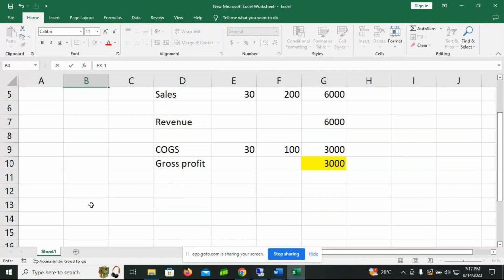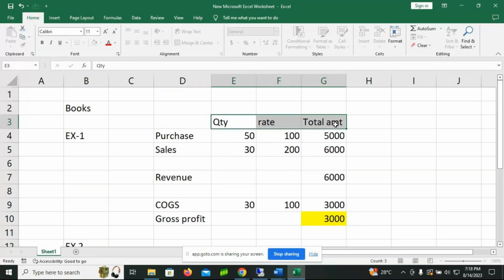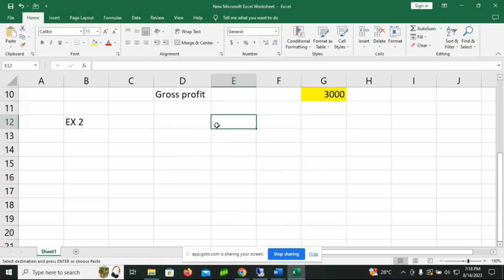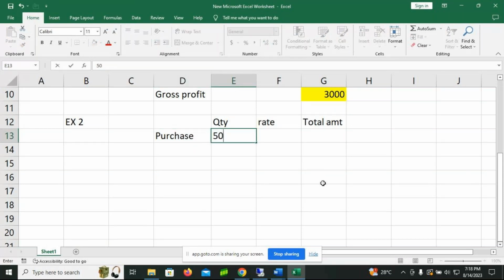So let's consider example 2. Now here I'm going to make the purchase. Purchase, first time I'm making the purchase. So this is purchase 1. Purchase 1, 50 books I have bought. I am spending 100 rupees per book. So the total amount will be 50 into 100.